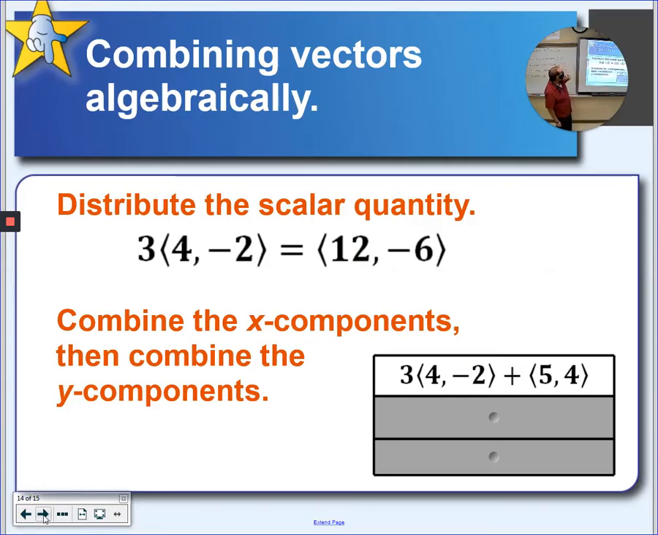So let's combine, okay, combining vectors algebraically. If I've got 3 of this particular vector, it would be +4, -2, so it would go over 4 and down 2. There's 3 of them. If I've got 3 of them, then you can distribute it: 3 times 4 gives me 12, and 3 times -2 gives me -6. Nothing difficult there, right?